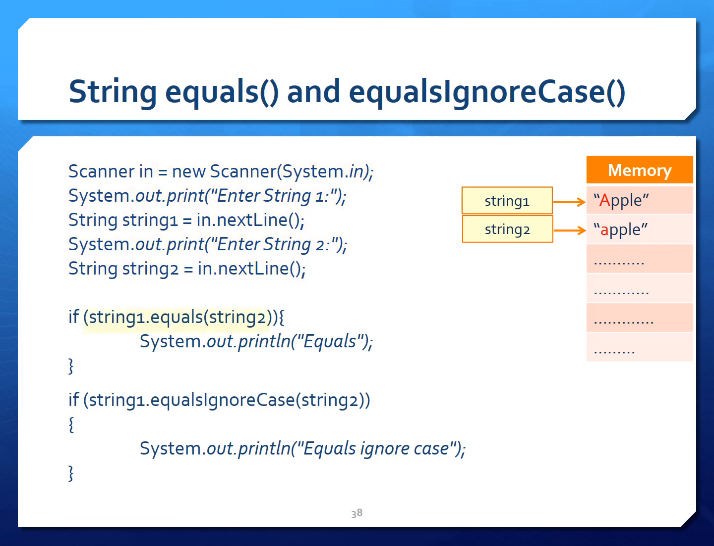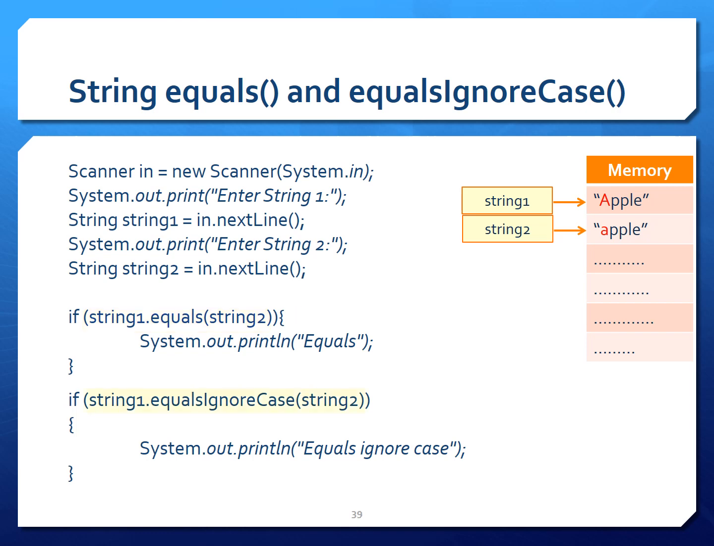The first condition uses the equals method. The equals method is case sensitive. Apple with uppercase A and apple with lowercase a are not equal. Therefore, it will return false.